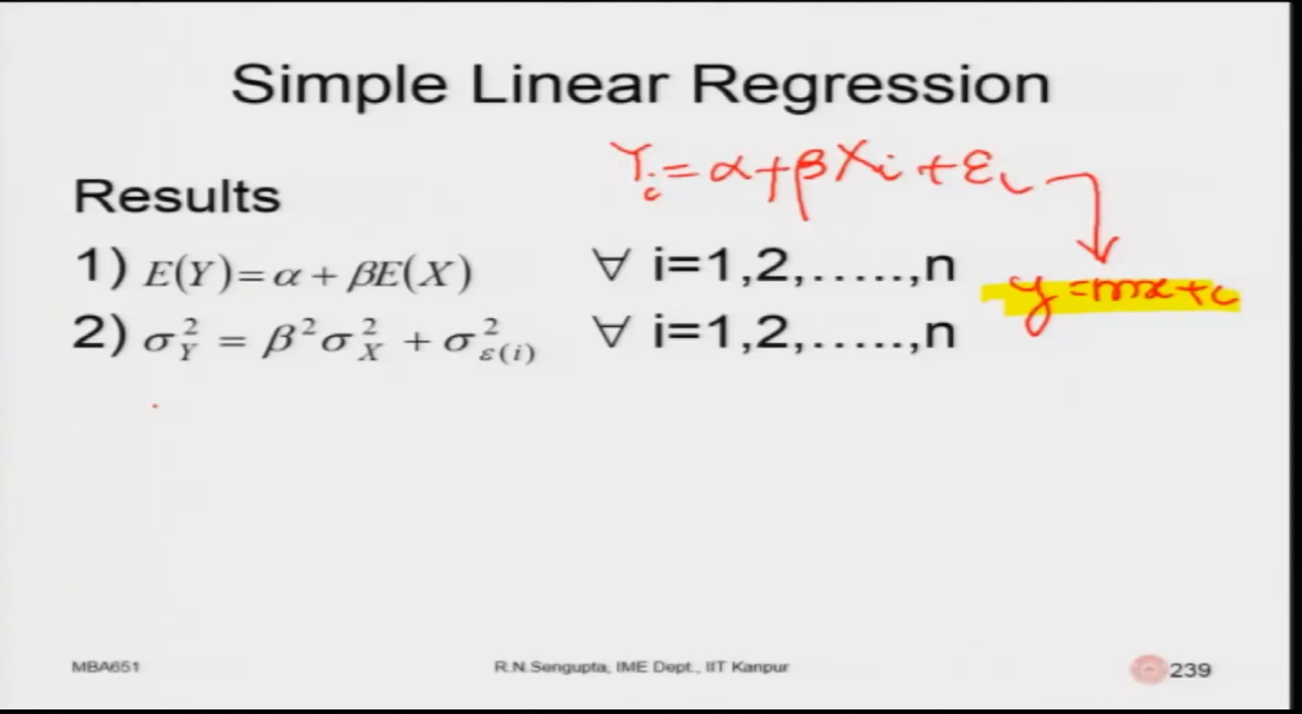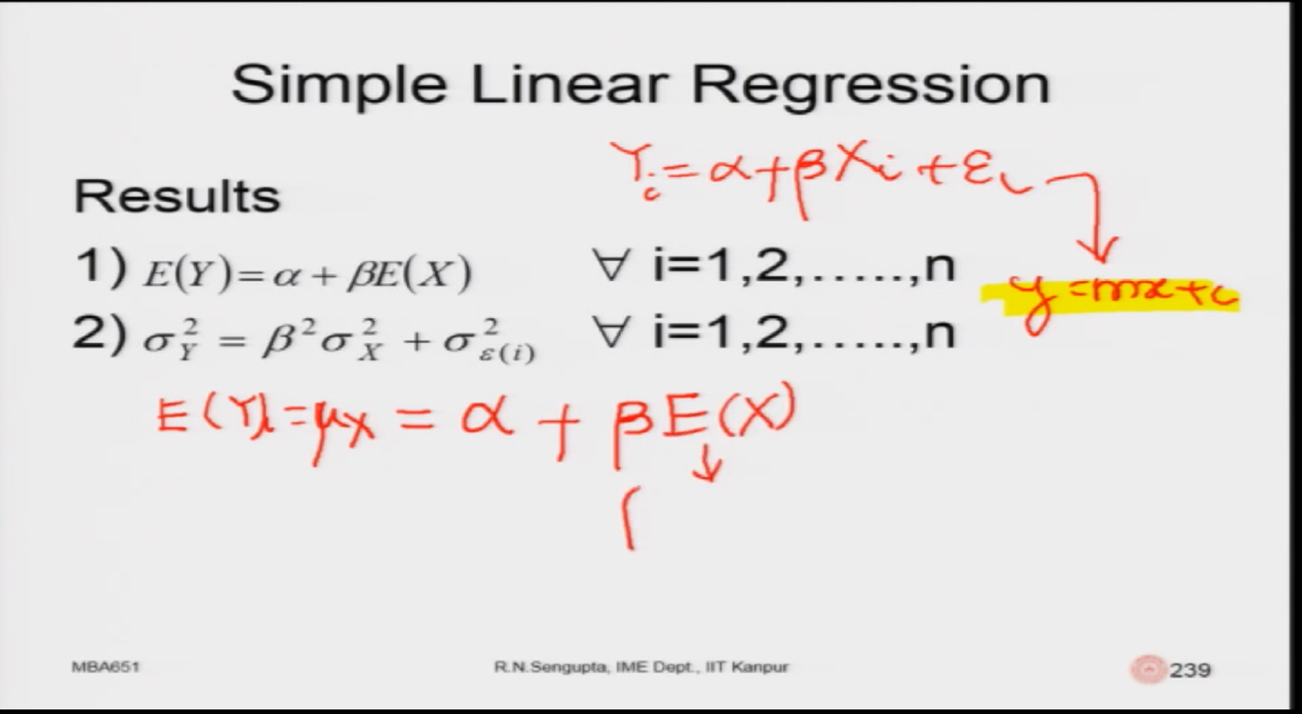So, let us find the expected value of y, technically for the population. The expected value of alpha is fixed, it is alpha, so this becomes beta into the expected value of x plus 0, because the expected value of epsilon is 0. Let me write it, it is better, wait.